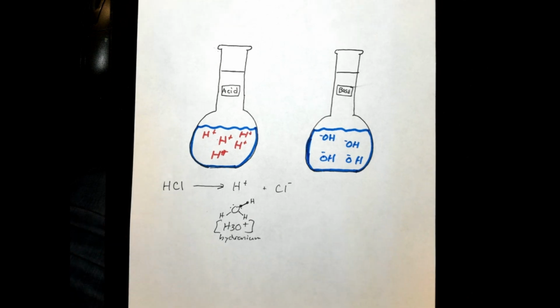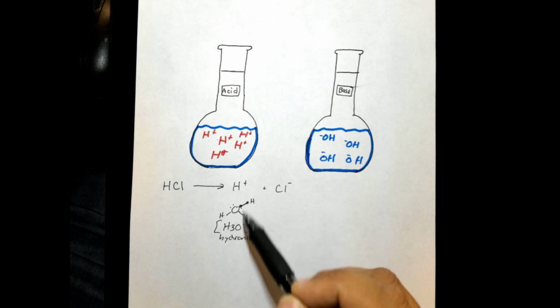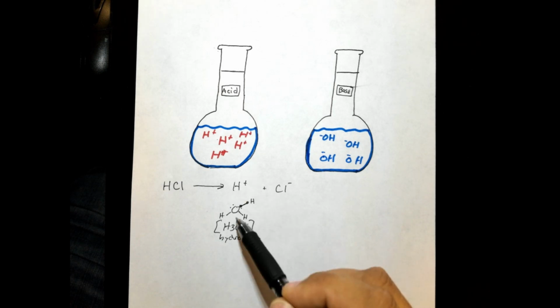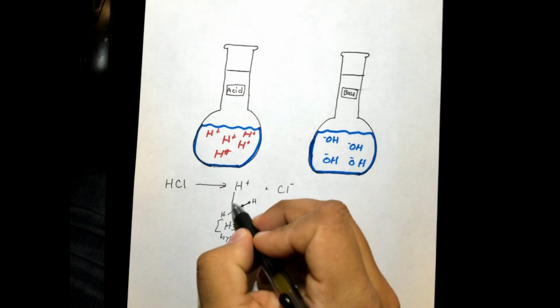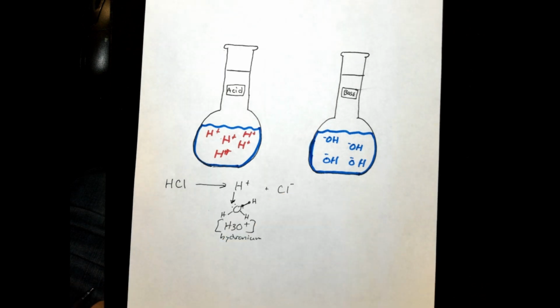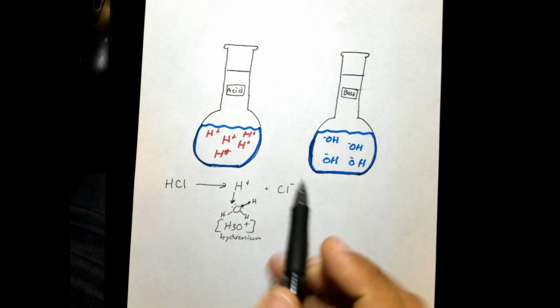So we end up with this little hydronium ion, but when we see hydronium or H plus, we kind of use it interchangeably, that's the H proton, but in reality in water, the H proton is going to react with the water to form hydronium. But that's what's really happening. But we still write it like this. HCl gives you H plus Cl minus.